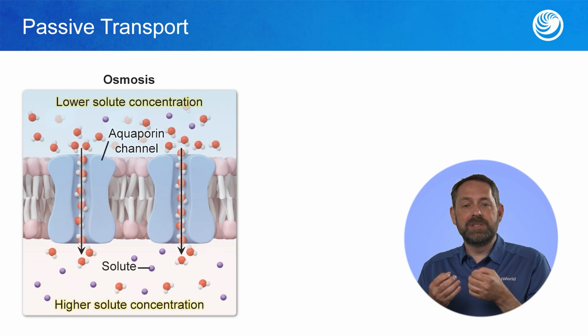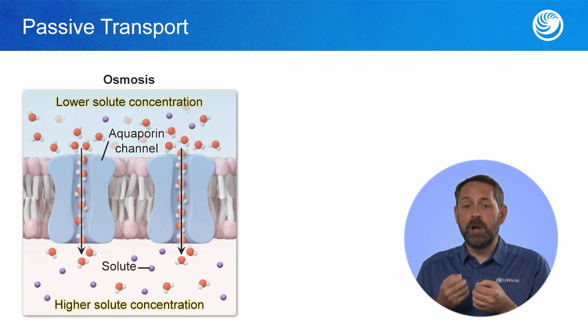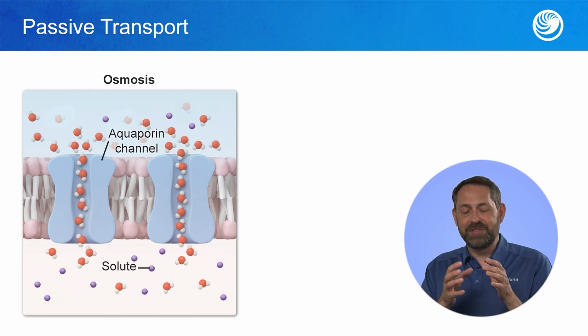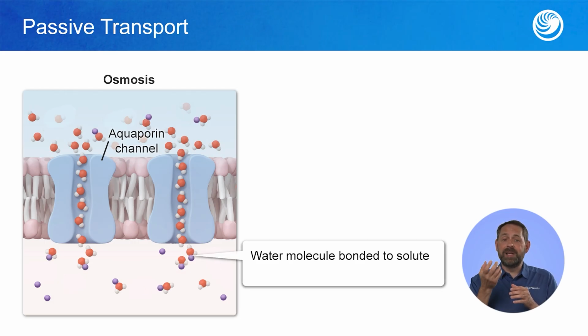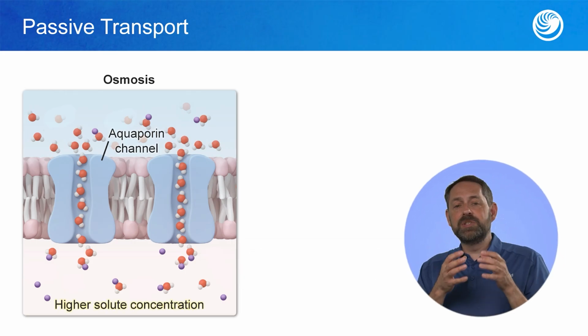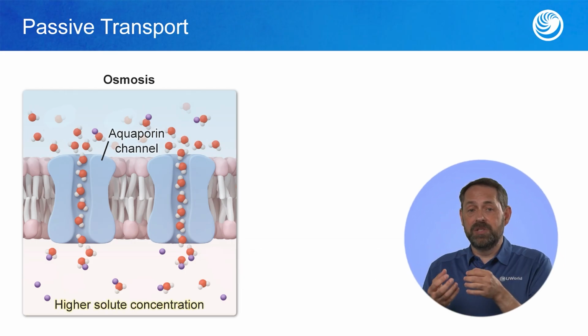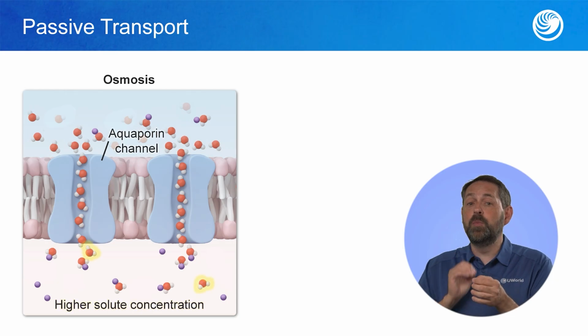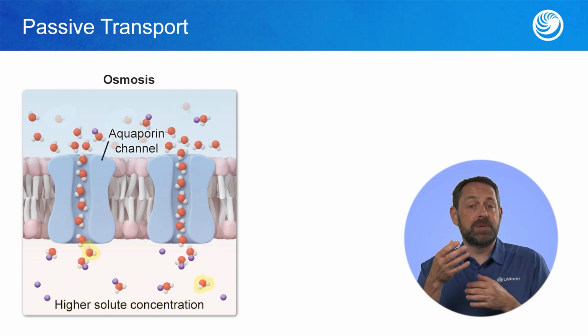Let's look at why the presence of solutes matters for water movement. When solutes are present, some water molecules form hydrogen bonds with the solute molecules. Aquaporins are narrow protein channels that allow only individual free water molecules to pass through in single file. So, water molecules bound to solute particles are too large to enter the aquaporin and cannot cross the membrane. As a result, a higher solute concentration means fewer free water molecules are available to move across the membrane.